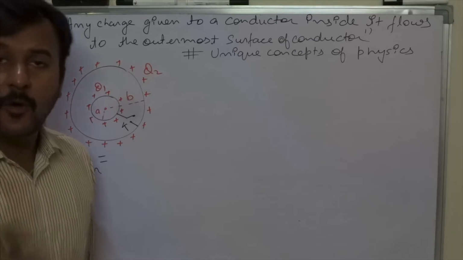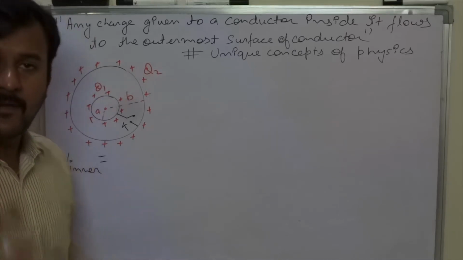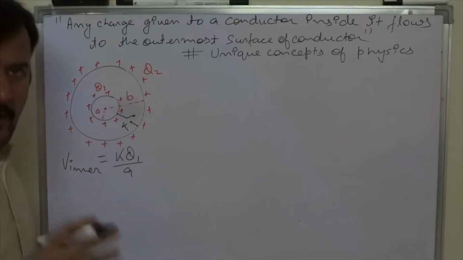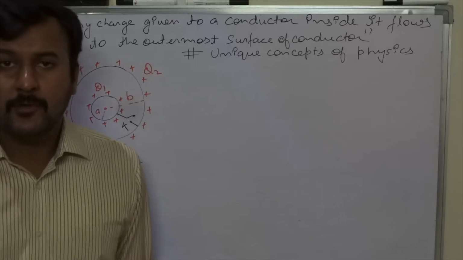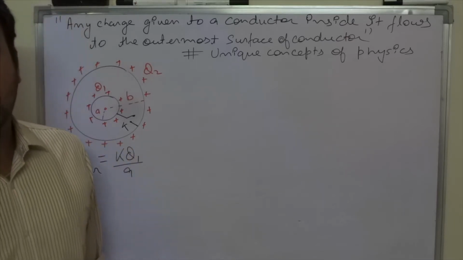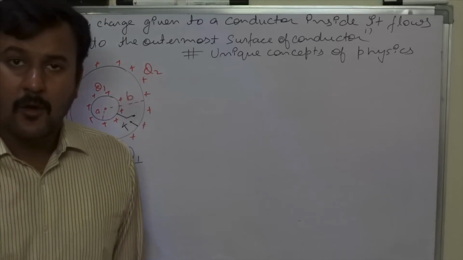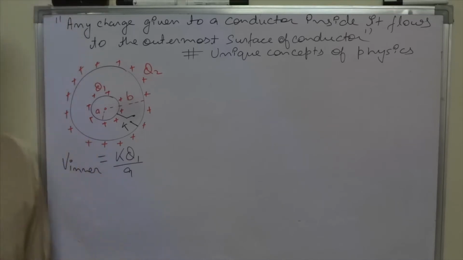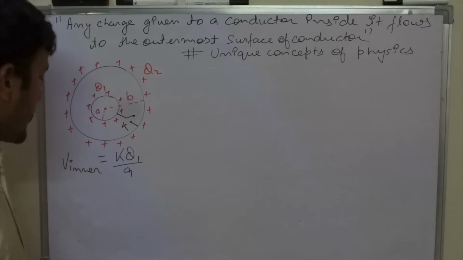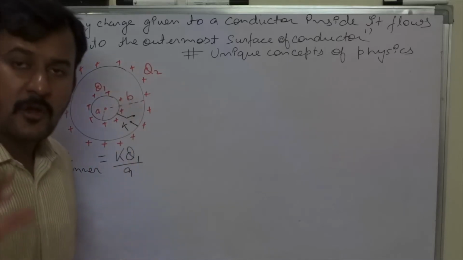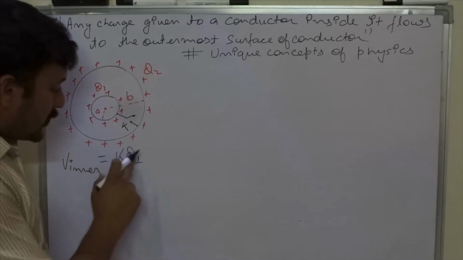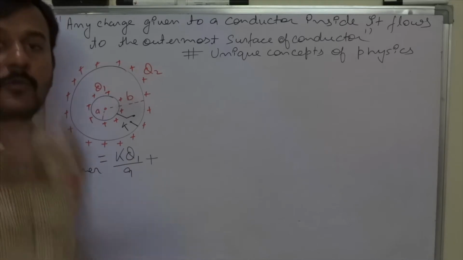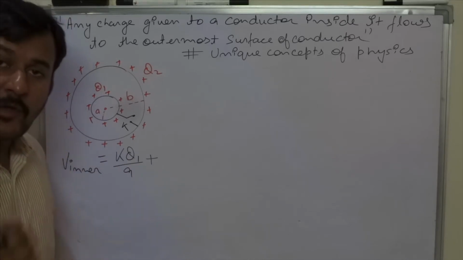So the potential on the inner sphere due to itself would be K Q1 by A. I hope you know how to write the potential of spheres. If you don't know, I'll be coming with more videos to demonstrate that, but that would be at a later part. So in this part, the potential of the inner sphere is K Q1 by A due to itself, plus the potential on the inner sphere due to the outer sphere.